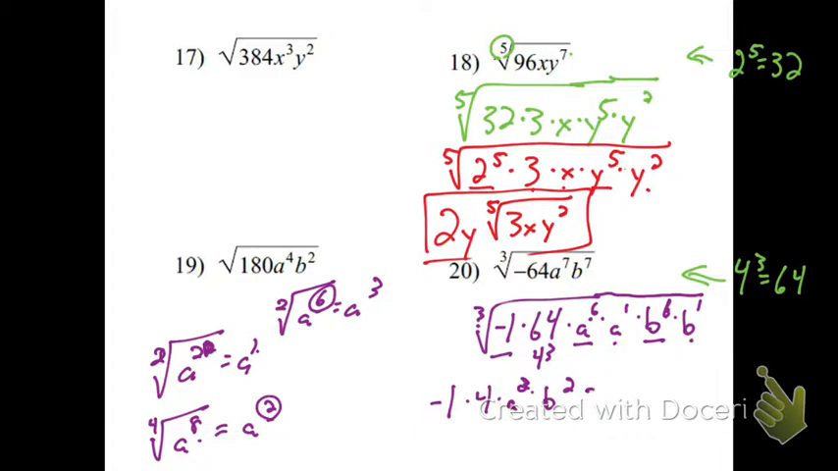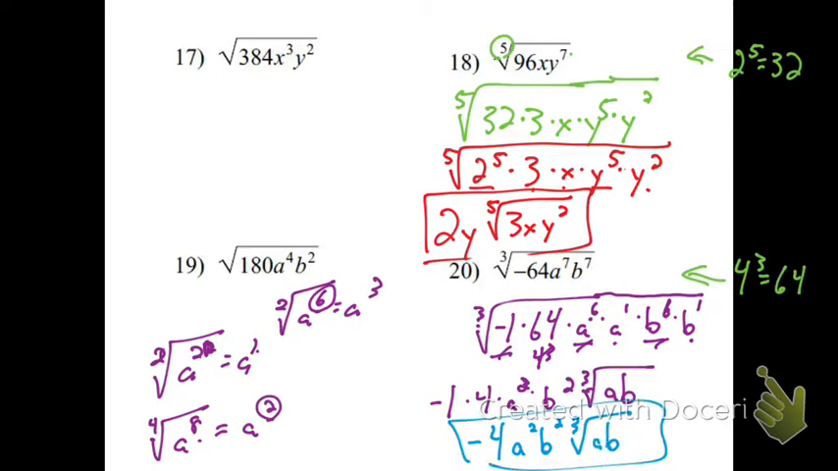So then this is what we're left with inside the 3rd root. We dealt with this, dealt with this, dealt with this, dealt with this. So I just have AB left inside. My outside looks a little bit weird. So negative 1 times 4 is negative 4. I have a squared, b squared, but then I have the 3rd root of AB. And that's that.